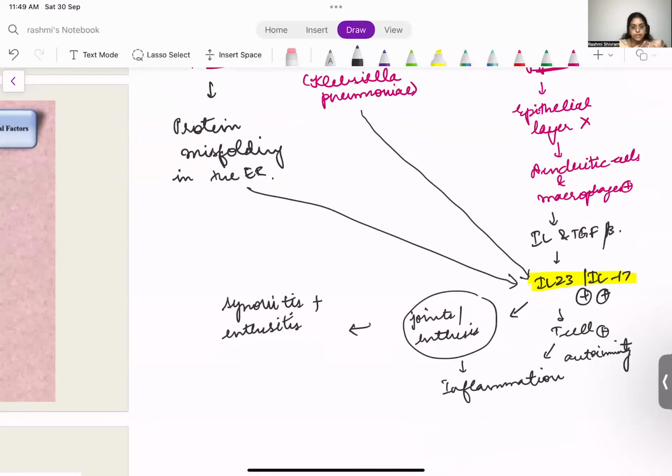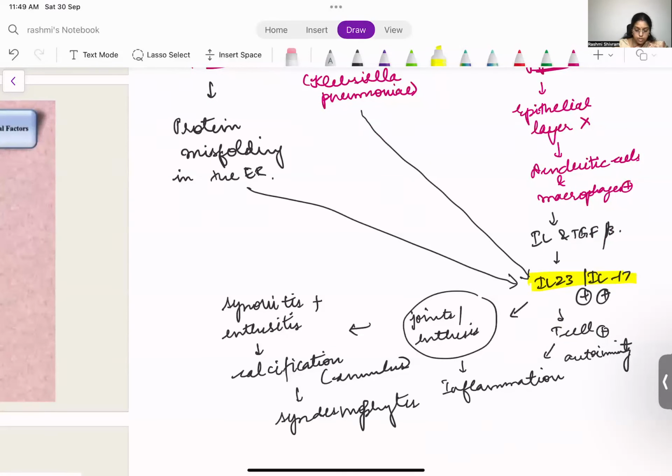So how does this happen? Because of this repeated inflammation and healing, the body naturally causes calcification, especially at the annulus. Because of that, syndesmophytes will be formed. You need to remember this word. Syndesmophytes will be formed because of this repeated inflammation and healing.